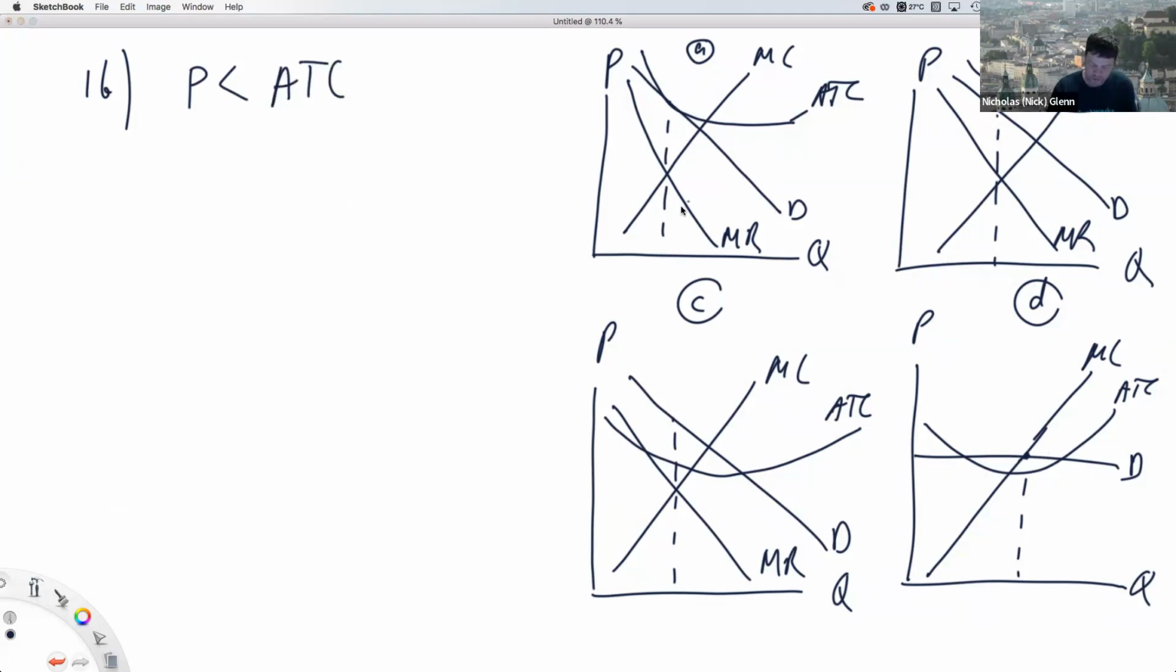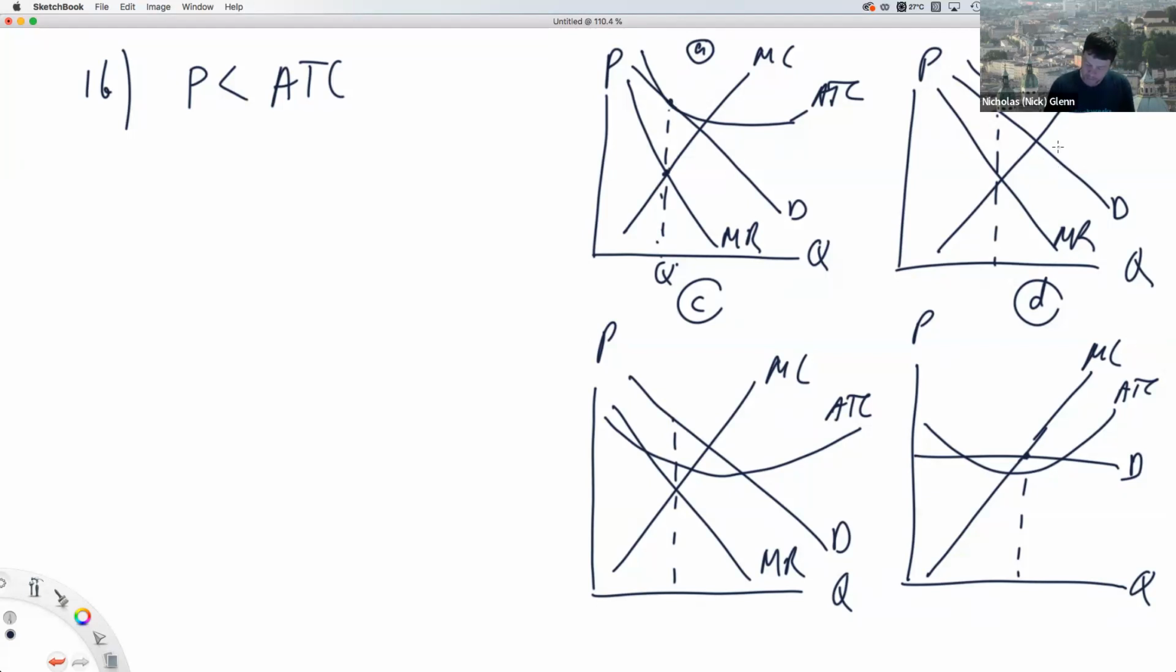So let's go through these. All right, they're producing here. This is where they're going to produce at, right here. Marginal cost equals marginal revenue. They have this markup. Well, price and average total cost are the same here. So this is a stable long-run equilibrium. Firms are not going to enter or exit here.